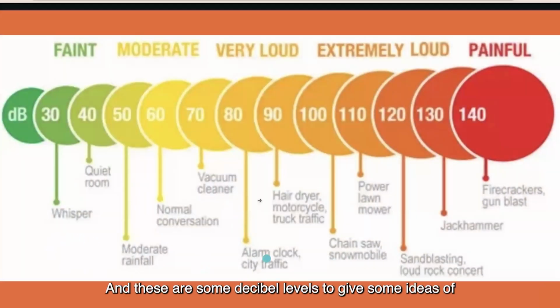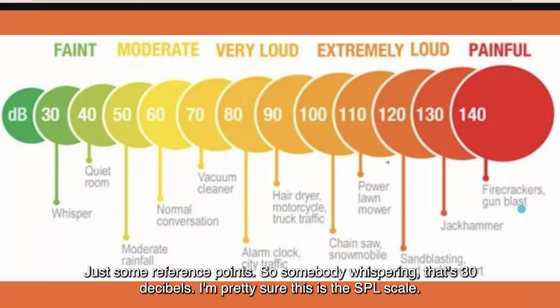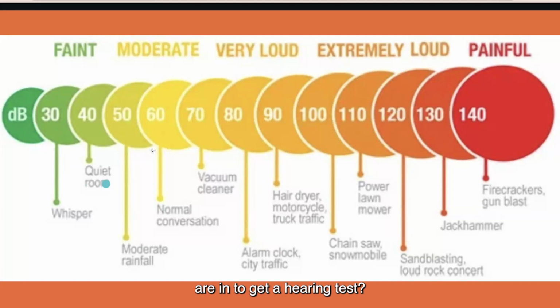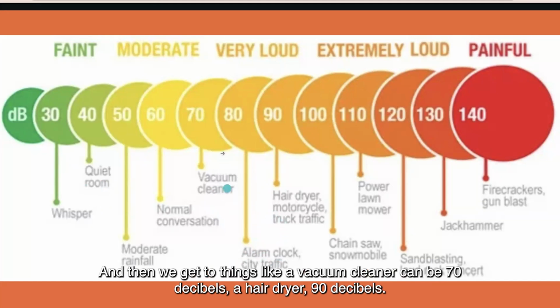And these are some decibel levels to give some reference points. Somebody whispering, that's 30 decibels. I'm pretty sure this is the SPL scale. A quiet room can be 40 decibels. I'm thinking of the booths that you are in to get a hearing test. Then we get to things like a vacuum cleaner, which can be 70 decibels, and a hair dryer, 90 decibels.